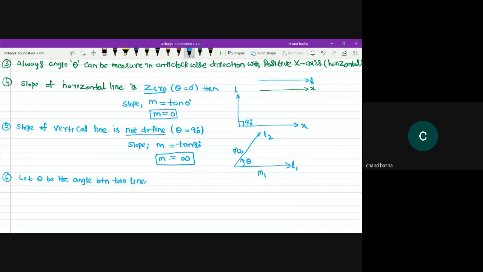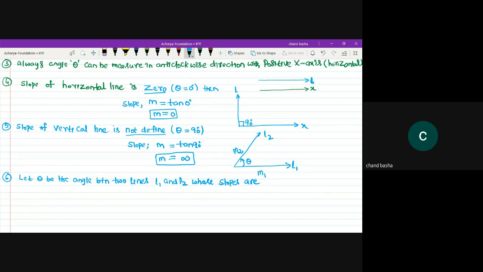Let theta be the angle between two lines L1 and L2 whose slopes are... none of the same points you are going to discuss in maths and physics of your 11th and 12th standard. Same points. Without this, you cannot understand the first chapter of your mathematics.